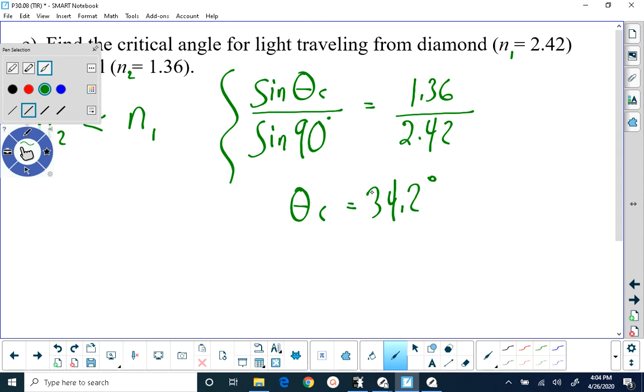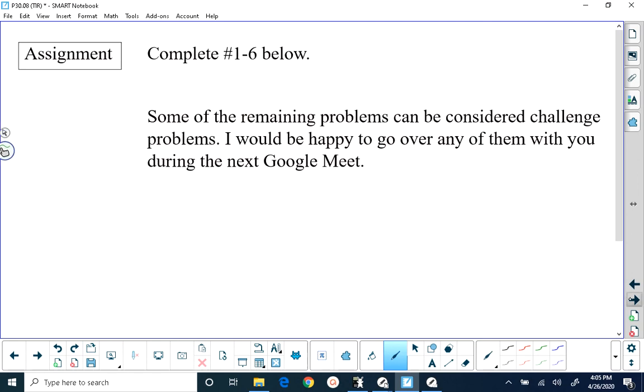And that's essentially it. Very short lesson. So complete 1 to 6 below. The rest of the problems are optional. Not all of them are difficult. Some of them are just plain refraction problems. Some are refraction and total internal reflection. You can work on them if you like, but do 1 to 6 first.